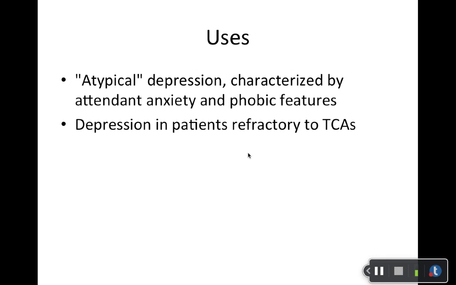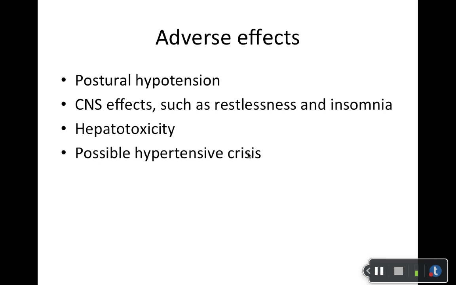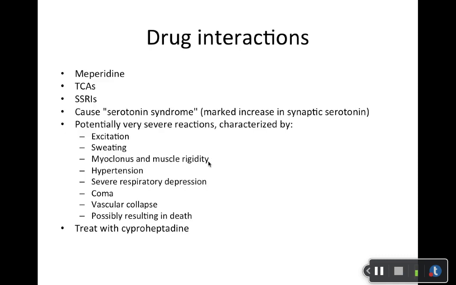These are like the TCAs in the sense that these are not considered first line. There's a lot of problems that we will talk about with adverse effects, drug interactions, and food interactions, so please stay tuned for that. Adverse effects here: hypertensive crisis, and that can happen from eating certain foods even. Hepatotoxicity is also something that can be very detrimental. And then CNS effects, restlessness, insomnia, and then hypotension. Because of the adverse effects, again, not first line.